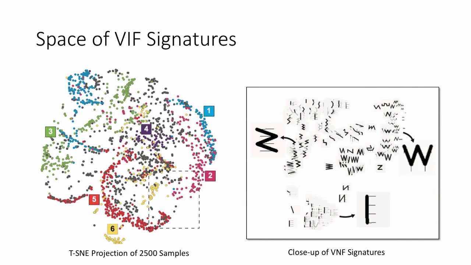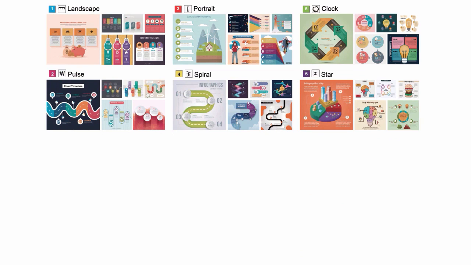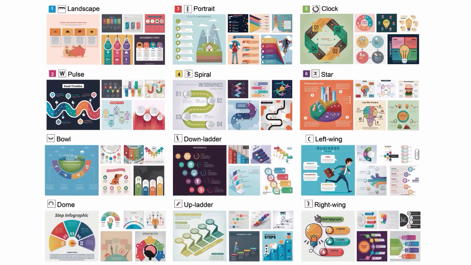On the right, I show a close-up of the region highlighted on the left, and we can see on the top part, the VIFs are more W-shaped, here they are more spiral, and here they are more like a vertical line. So in this space, we perform semi-automatic clustering to get the VIF patterns. And we get 6 main patterns as shown here, including landscape, portrait, clock, etc. And also another 6 notable patterns. This is the dynamic navigation in this projection.